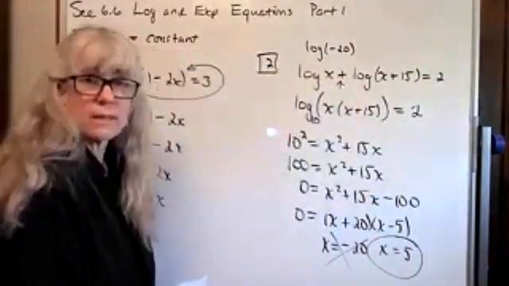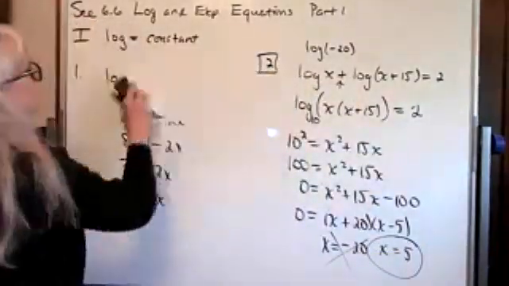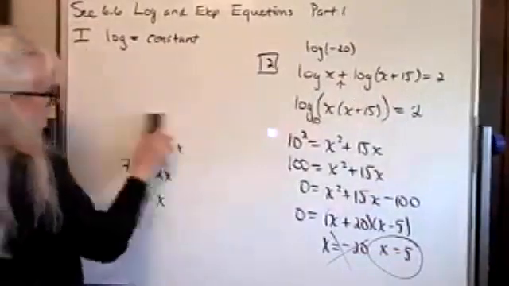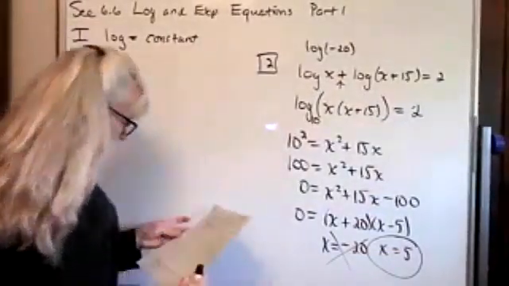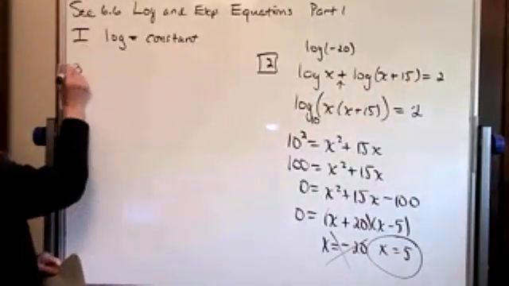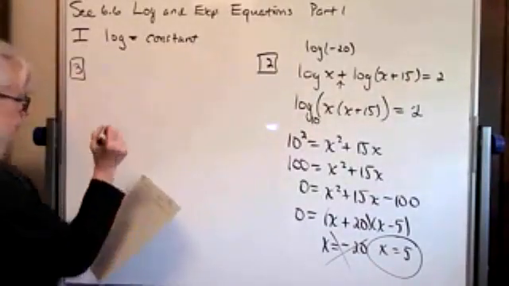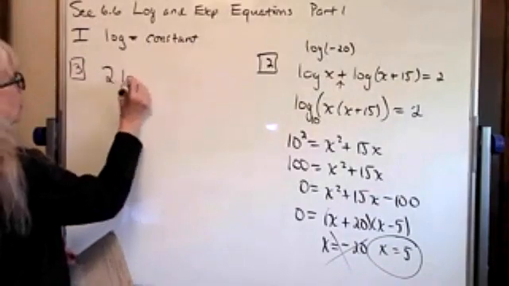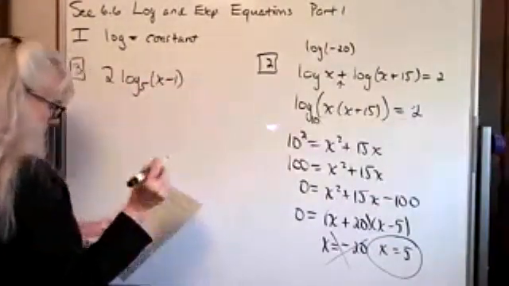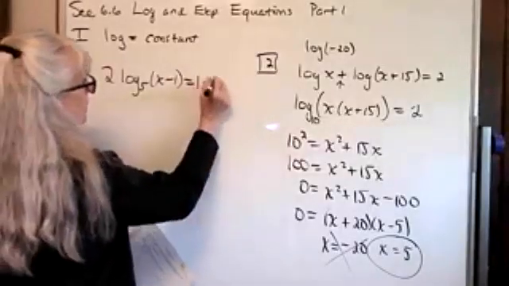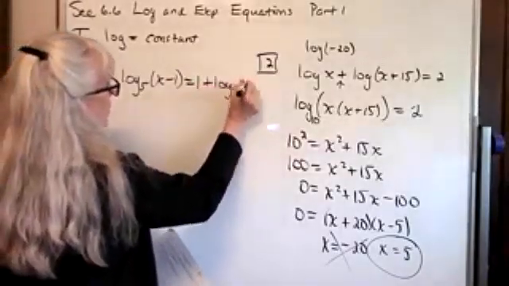Okay, one more of this type. Example 3. Example 3 says we have 2 log base 5 of the quantity x minus 1 is equal to 1 plus log base 5 of 4.